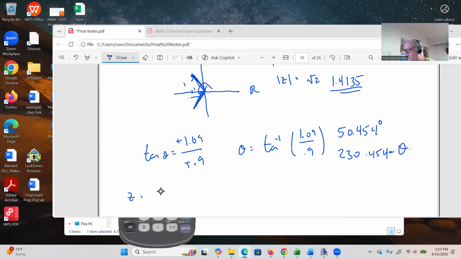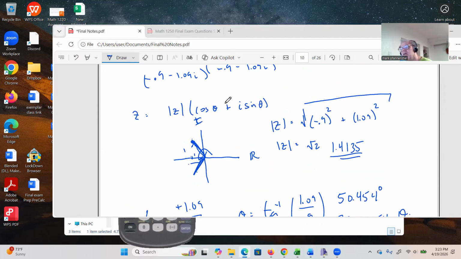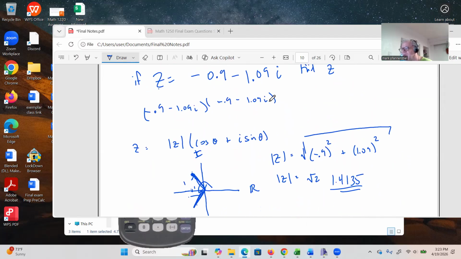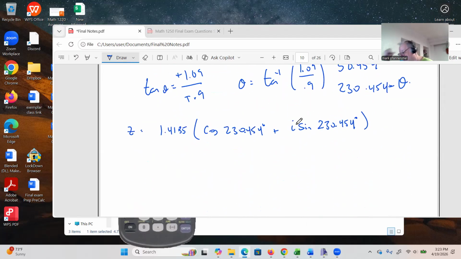It's 1.4135 times cosine of 230.454 degrees plus i sine of 230.454 degrees. If I multiplied all of this stuff out, I should come back to negative 0.9 minus 1.09i. Okay, so we could do that.